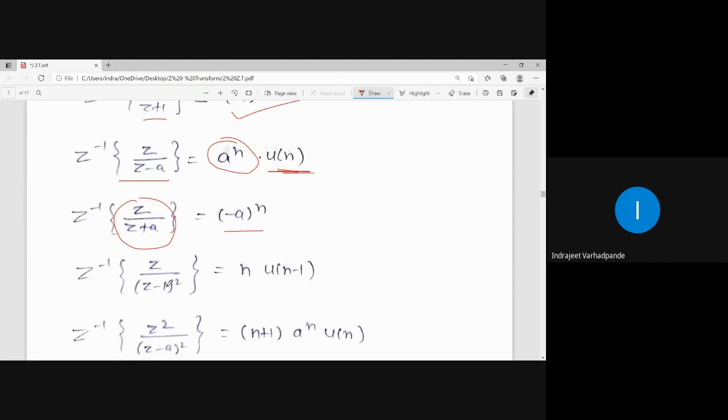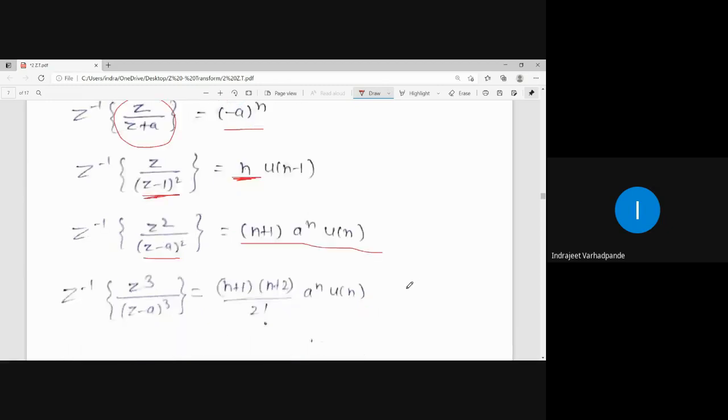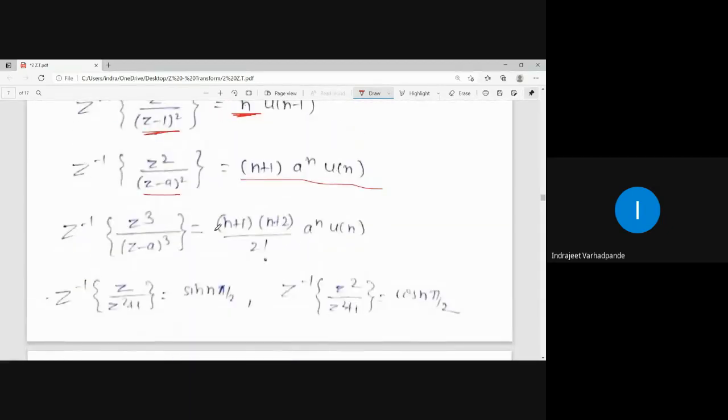Z inverse of Z upon Z minus 1 whole square: we just saw that for the sequence n, the Z transform is this, so you have n over here. Z square upon Z minus a whole square is written as n plus 1 into a to the power n into u of n. Z cube upon Z minus a whole cube: we saw this particular series, right? Its Z transform was this, and in the inverse the answer will be this, and I am multiplying by u of n.